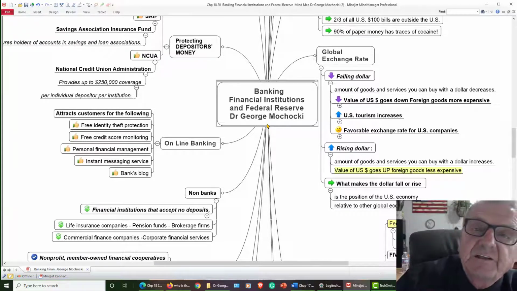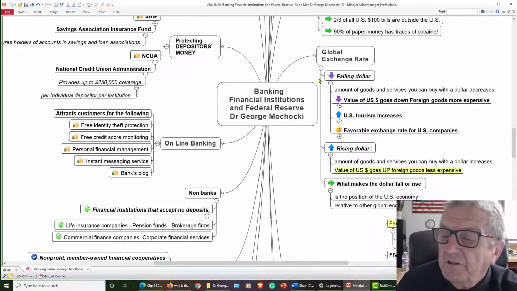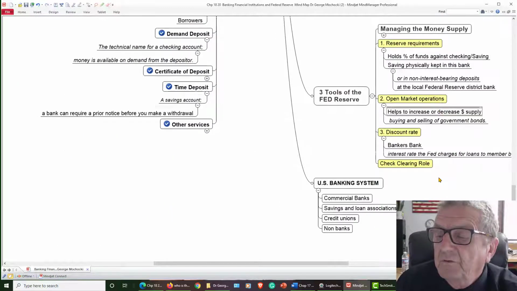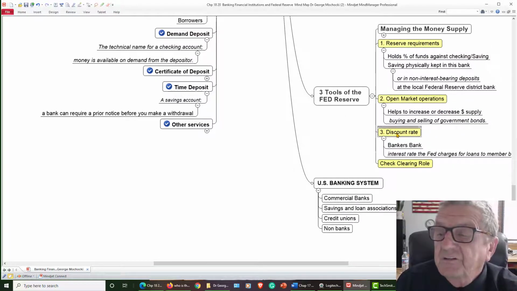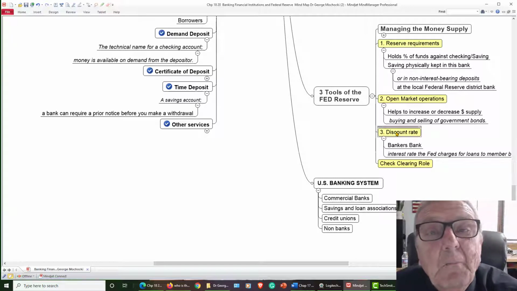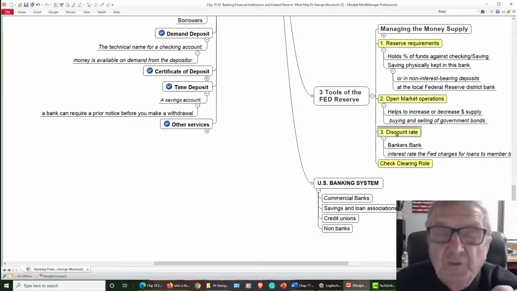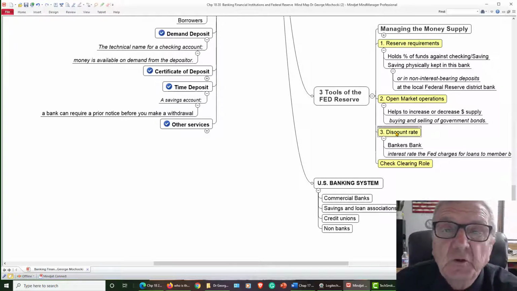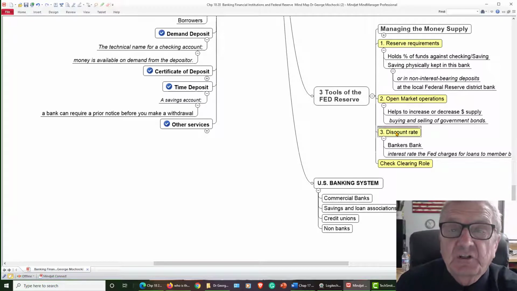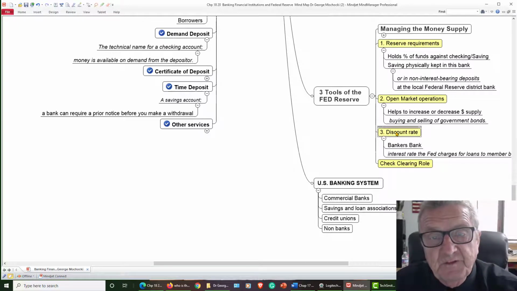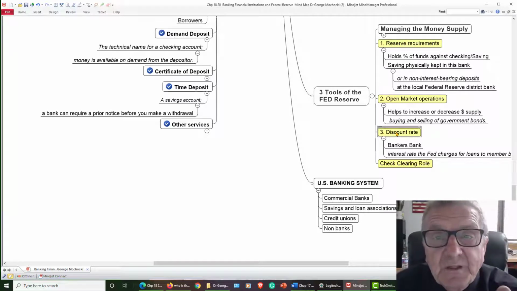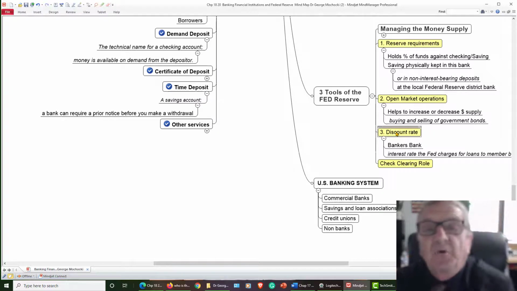When they say the Fed, what three tools do they use? The three tools they use are the reserve requirement, open market operations, and the discount rate. Those are the three tools that the Federal Reserve or the banking system utilizes. The government's tools are spending and taxes, which is basically what they use to control the economy. If I want to stimulate the economy, I reduce the taxes and raise my spending. If I want to slow down the economy, I raise the taxes and reduce my spending.